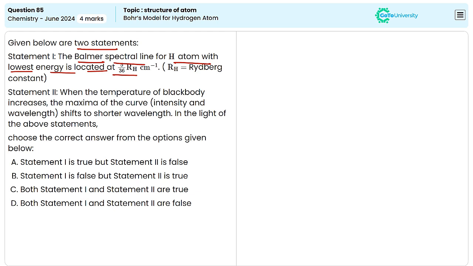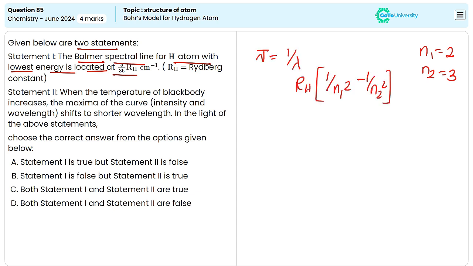We can find out the answer by using the given calculation. For Balmer series, the value of n1 is 2 and that of n2 is 3. Now we can find out the value of wave number, that is equal to 1 by wavelength. We have the equation to find out the wave number, that is Rydberg constant R_H into 1/n1^2 minus 1/n2^2. Here n1 is 2 and n2 is 3.